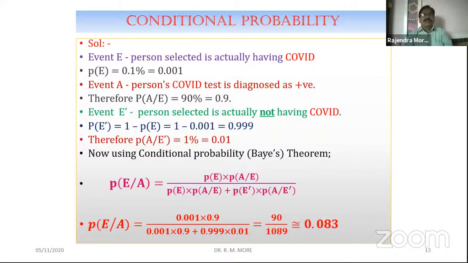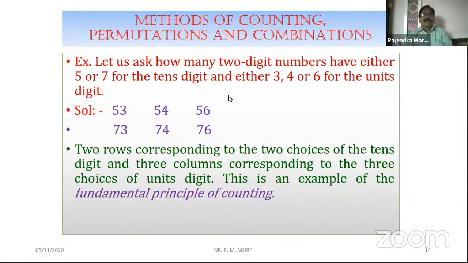Let us turn towards the next method of counting, permutations and combinations. Let us take a simple example, then we will come to understand what this means. How many two-digit numbers have either 5 or 7 for the tens digit and either 3, 4 or 6 for the unit digit? We are selecting two-digit numbers. Two-digit numbers start from 10, that is, 10 to 99, and these numbers we are going to select.